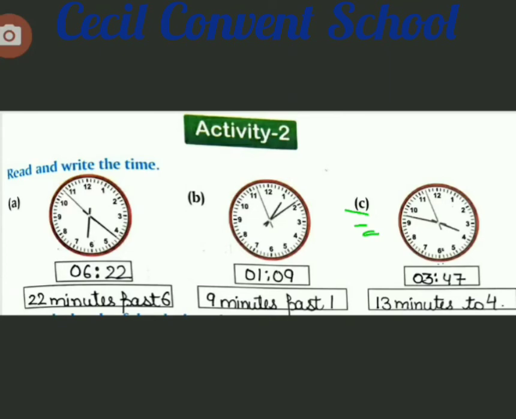Clear? Now student, it is after 6, so what you have to do? You will write the word "to" here. Clear? And how much time is left to become 4? How much time is left? 13 minutes. How does it come? This 47, student, what have I done? I subtract 47 from 60. 60 minus 47, if I do, 13 minutes come. Clear? So 13 minutes to 4 comes.